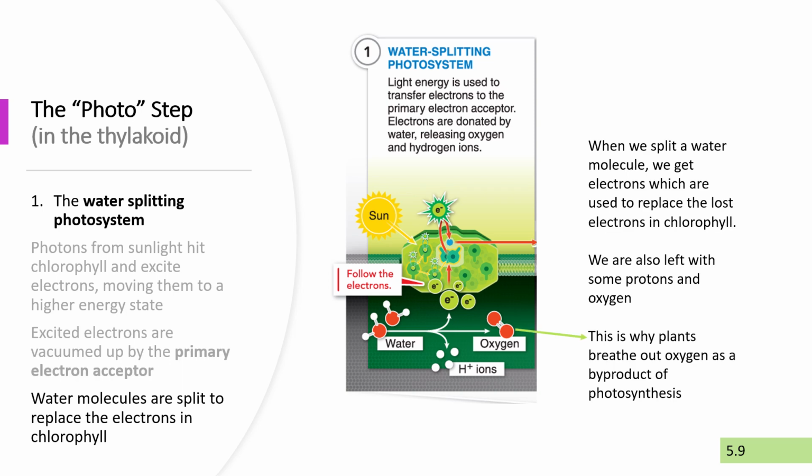But for chlorophyll to continue capturing energy from the sun, those electrons that were lost need to be replaced. The plant gets these replacement electrons by splitting water molecules. When water is split, we get electrons, which go to the chlorophyll, and we're left with some protons and an oxygen molecule. This is why oxygen is a byproduct of photosynthesis.